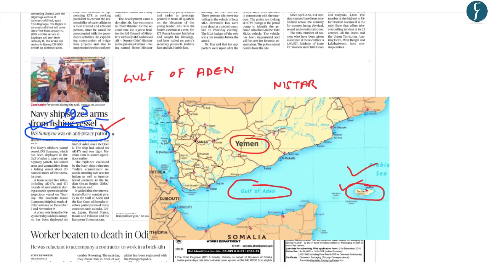So, the important points that emerge are that INS Sunayna is an offshore anti-piracy patrol vessel. It has been deployed in the Gulf of Aden. Further, the location of the Gulf of Aden is important. And one important fact is that it was deployed in Operation Nistar near the Socotra Island. So, the location of this Socotra Island becomes important.